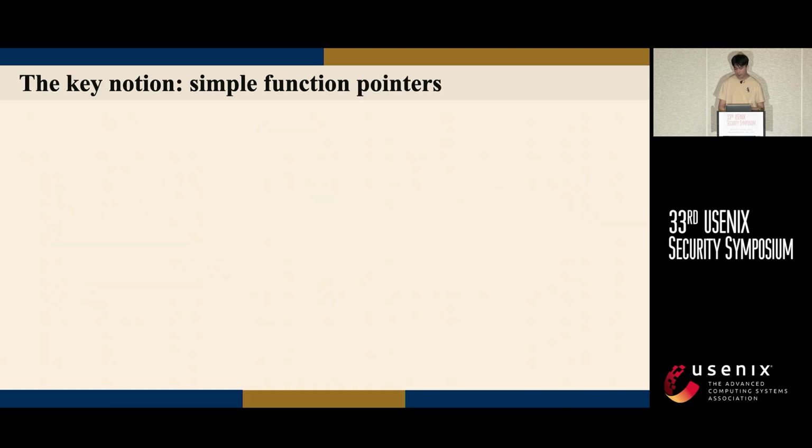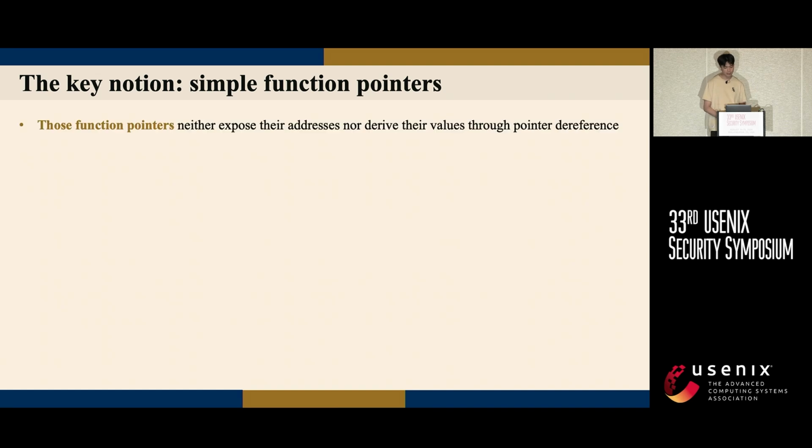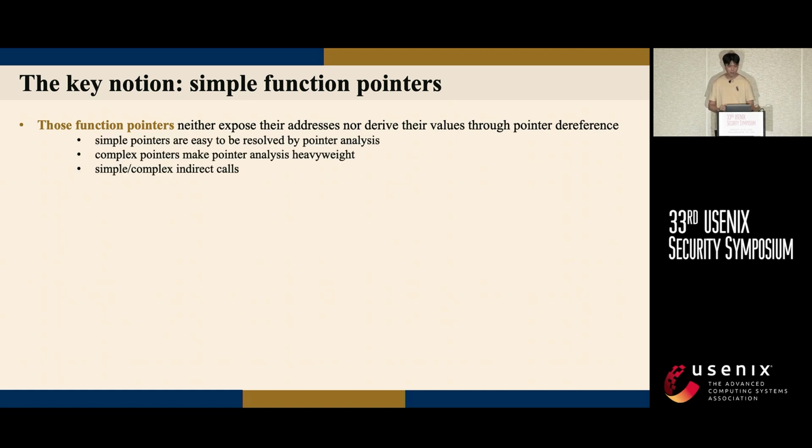The goal of this work is to improve the traditional type analysis, which can scale up to million lines of code but is still imprecise. The key insight is that in a program, there are many simple function pointers. They neither expose their address, nor derive their value through pointer dereference. For these function pointers, we can use points-to analysis to analyze the points-to targets in an efficient manner. The remaining function pointers are complex function pointers, and they cannot be effectively resolved by pointer analysis.